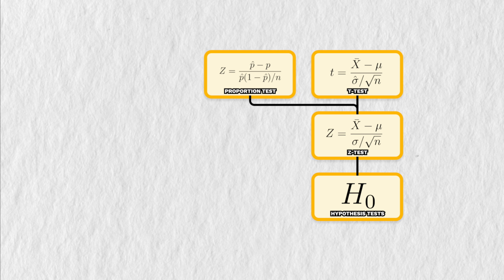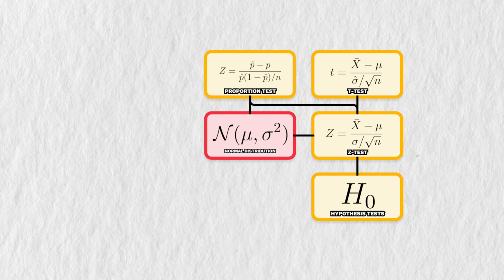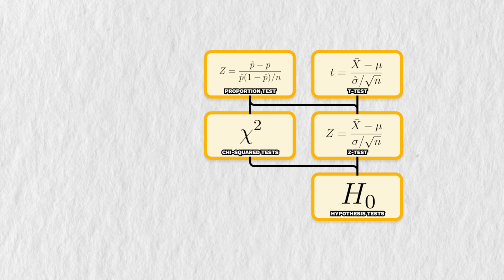We can also leverage the z-test to perform hypothesis testing on categorical data as well. This gives us the proportion test. For all these tests, we can easily extend them to the case of a two-sample test, where we're comparing two groups. And these are all easily derived thanks to the properties of the normal distribution. For categorical data, we can turn to the chi-square tests and its other variants.